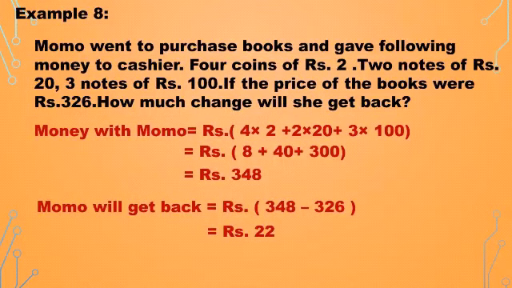This is our last example. Momo went to purchase books and gave the following money to the cashier: 4 coins of rupees 2, 2 notes of rupees 20 and 3 notes of rupees 100. If the price of the books was rupees 326, how much change will she get back? So first of all, we need to count how much money she had. So the money with Momo is 4 into 2, 2 into 20 and 3 into 100. That means rupees 348, and Momo will get back rupees 348 minus 326.